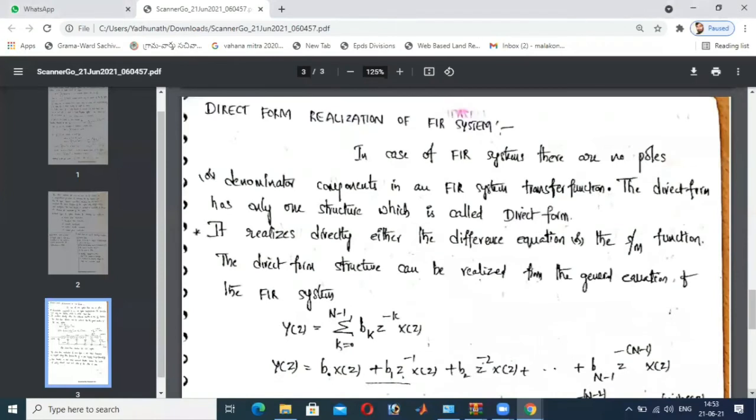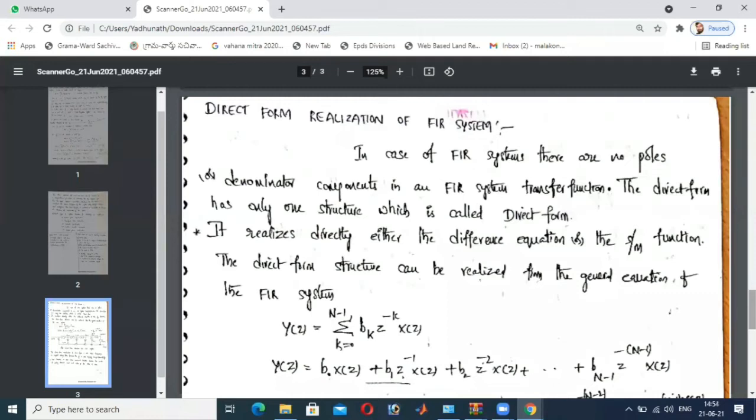So this is a direct form realization of a FIR system. In the case of the FIR system, there are no poles because we don't have any denominator. Generally, in the characteristic equation or transfer function equation, the poles exist in the denominator. But in the FIR system case, we don't have any kind of denominator. That's why the FIR system does not have any poles. So that is one important point.